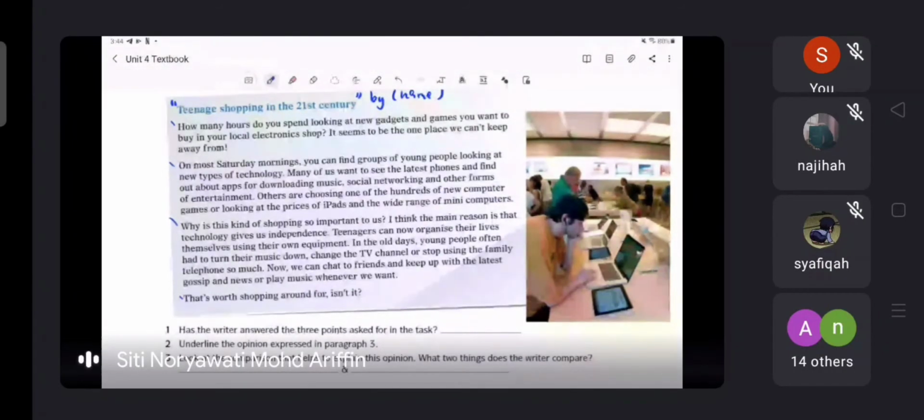Okay, so who would like to read the... never mind, let me read. Okay, I'm afraid it won't come out in the video otherwise. Okay, first paragraph. How many hours do you spend looking at gadgets and games you want to buy in your local electronic shops? It seems to be the one place we can't keep away from.